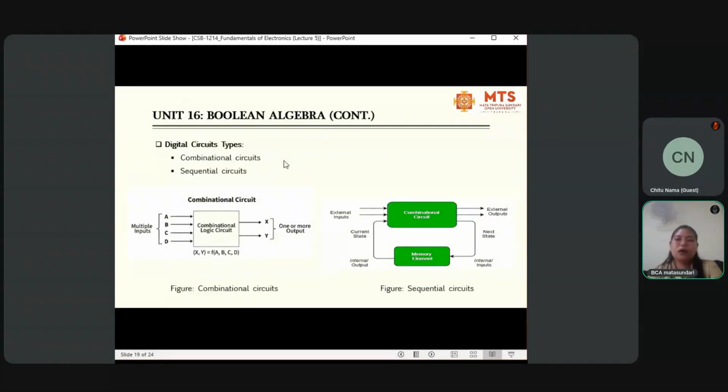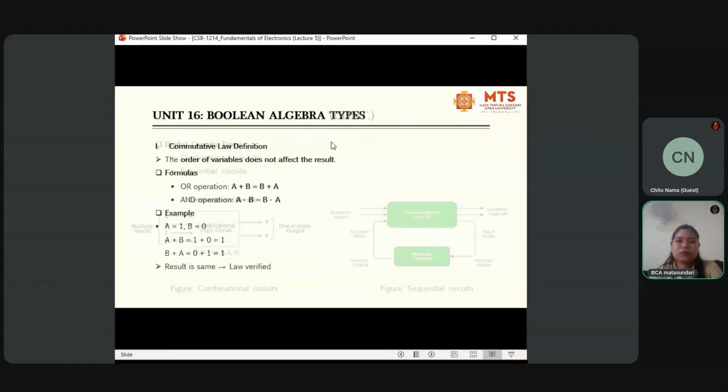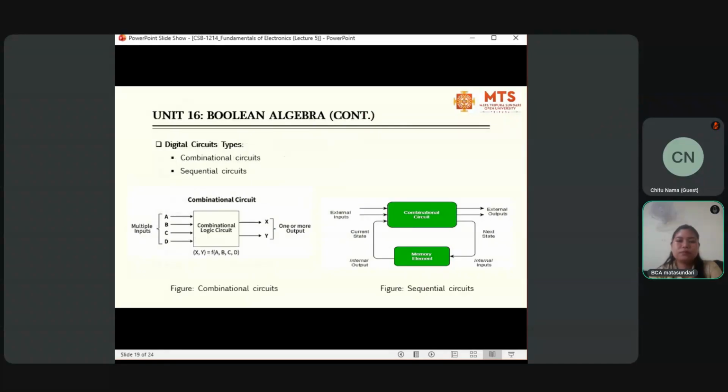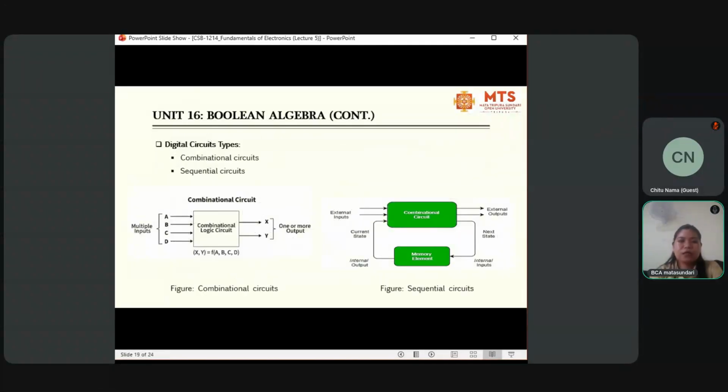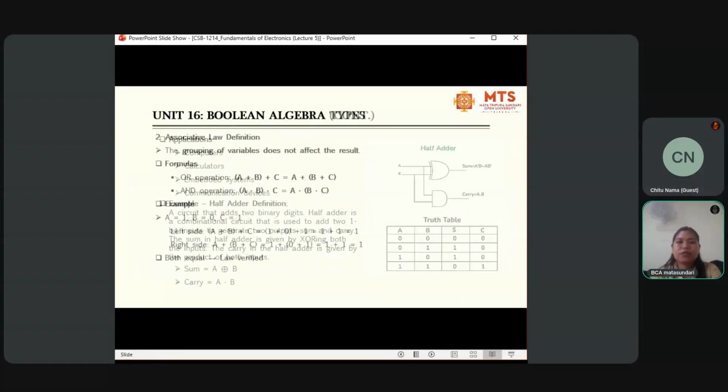Next, continuing Boolean algebra. Okay, there is a mixture of slides here. This one will be before commutative, but I will still help you understand after finishing this one.